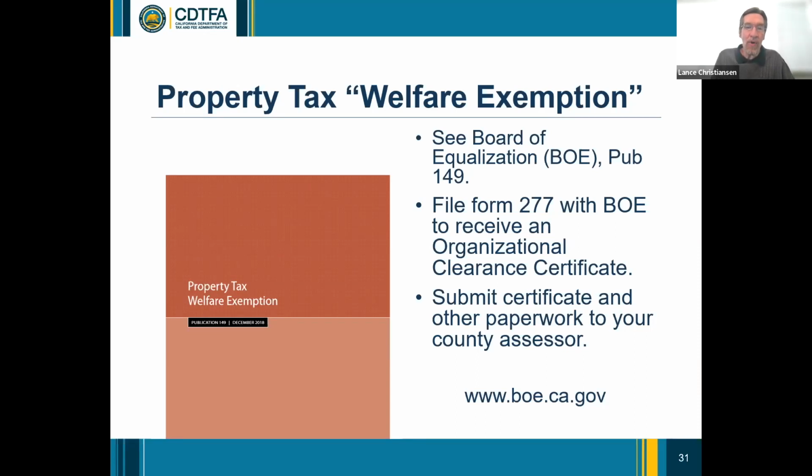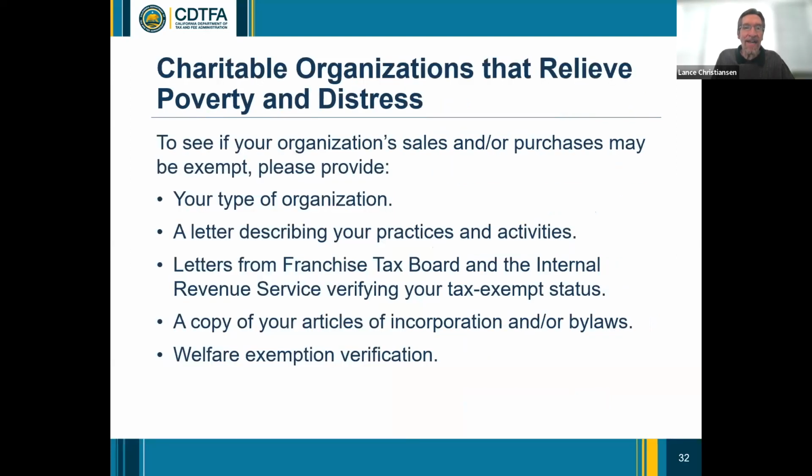They have a publication called 149, Property Tax Welfare Exemption. In a nutshell, what you're going to end up doing is taking Form 277 and filing it with the BOE to receive an organizational clearance certificate. When they look at it, they'll give it back to you and you'll submit that plus some other paperwork to your local county assessor. If that goes through okay, then they will give it back to you.